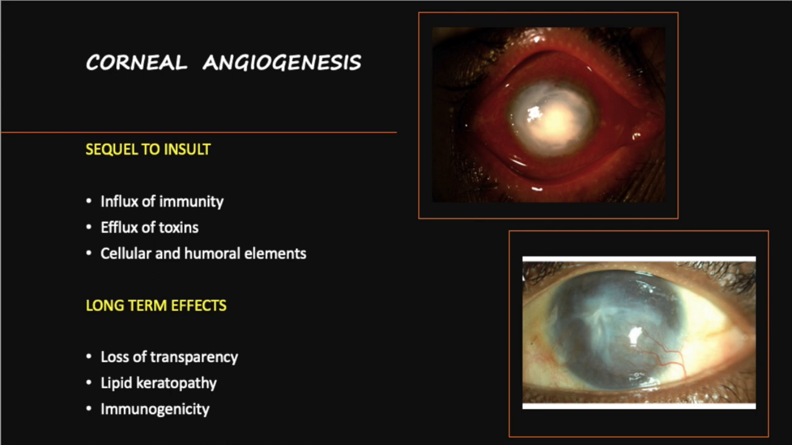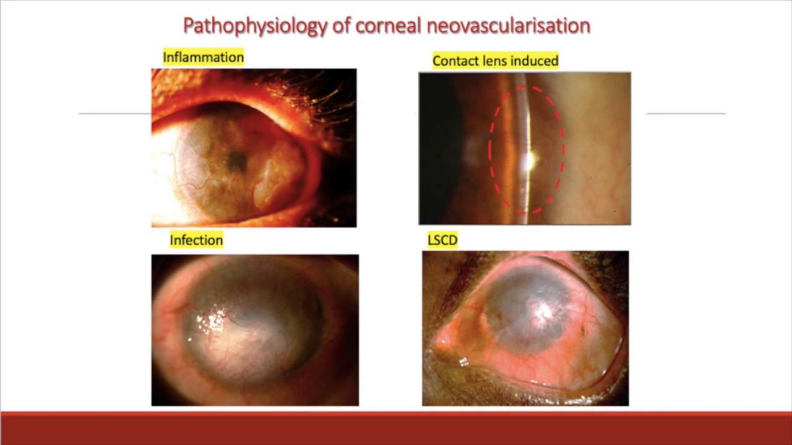The unseen enemy here is the lymphatics with their afferent and efferent arm emanating from the lymph nodes. The lymphatics police the antigens, mount immune response, and lead to graft rejection. So we would like to get rid of the vessels as much as possible before any corneal transplant.